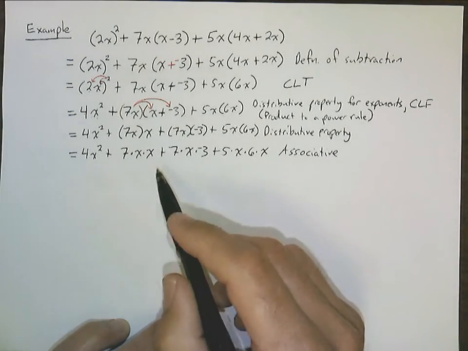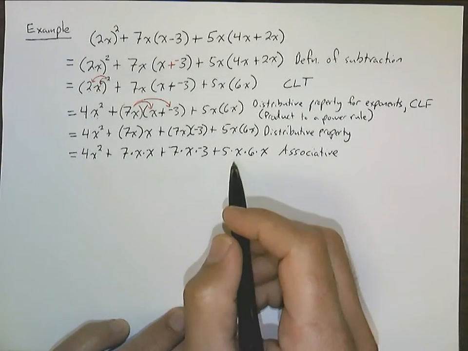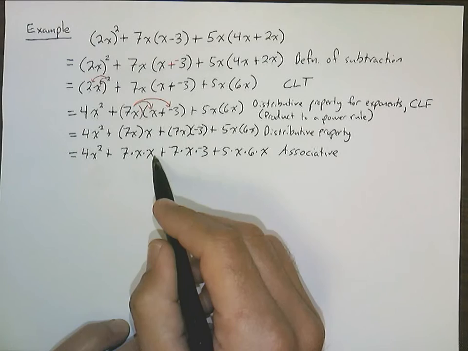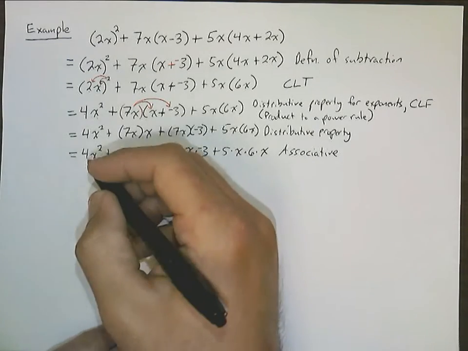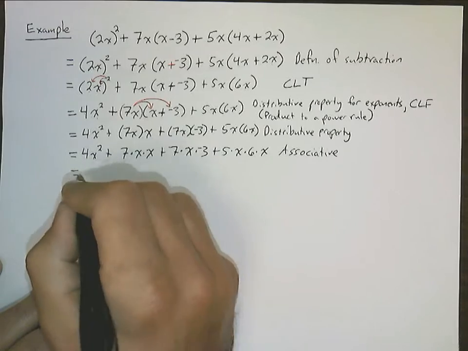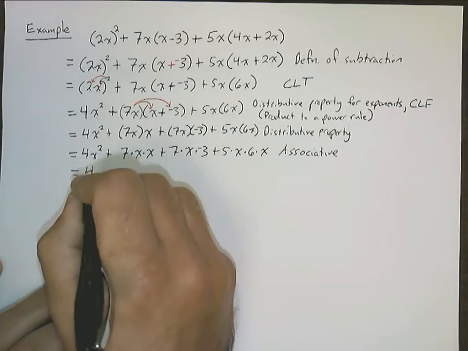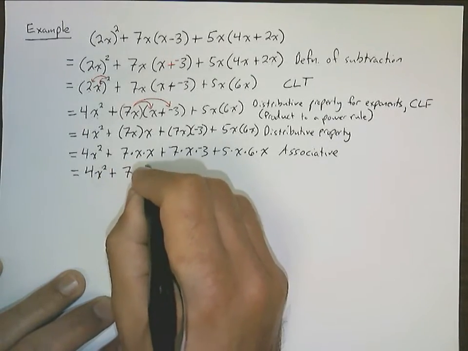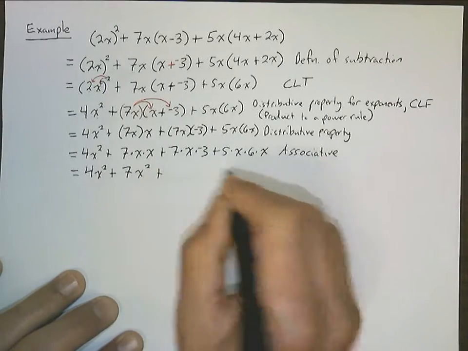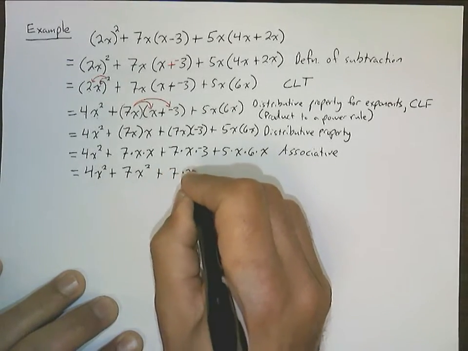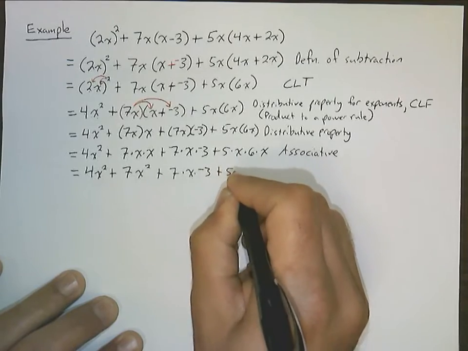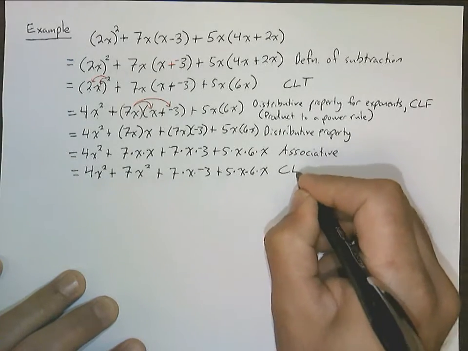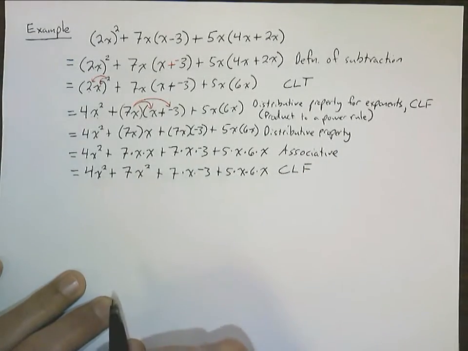Next, what we have is we have to do the multiplications that we can. And so we have an x times x here in this term, so that we can rewrite as, we're just going to change this, x times x we know is x squared, so this is 4x squared, leave that alone, plus 7 times x squared, plus, leave everything else alone, 7 times x times negative 3, plus 5 times x times 6 times x. And there we're just combining the like factors of x and x into x squared.